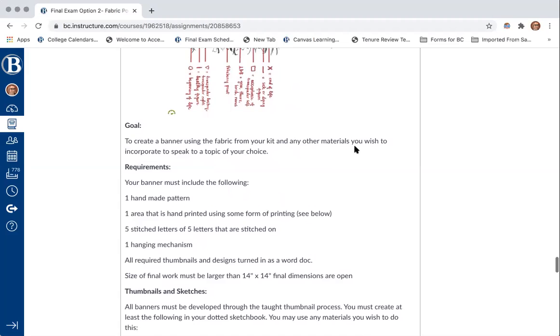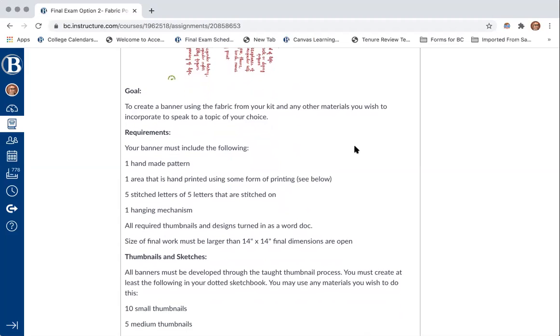So your goal is to create a banner using the fabric from your kit and any other materials you wish to incorporate to speak to a topic of your choice. I'm not seeking you to create something about a specific political or social mindset. I believe that all voices are welcome in the classroom.